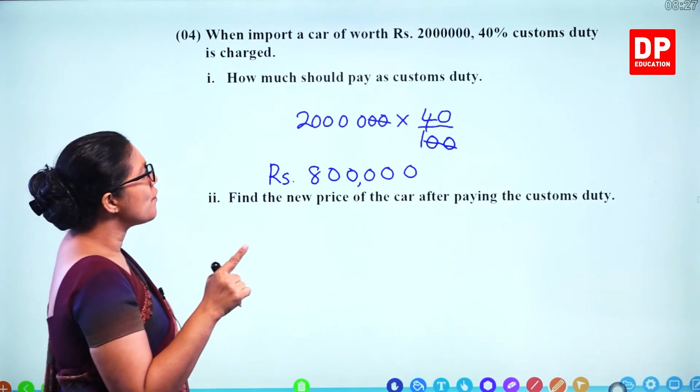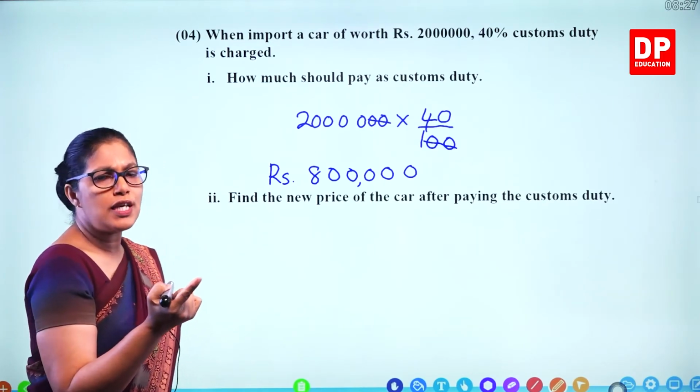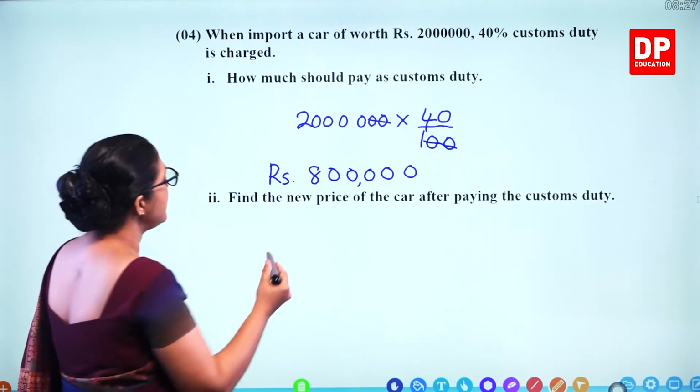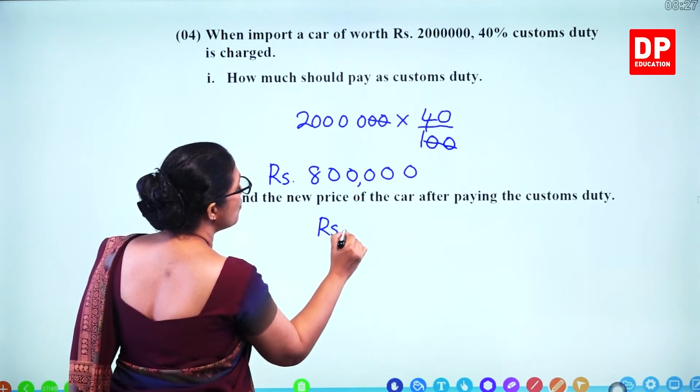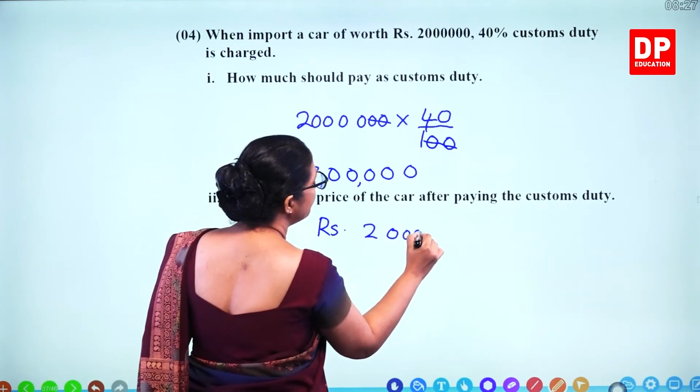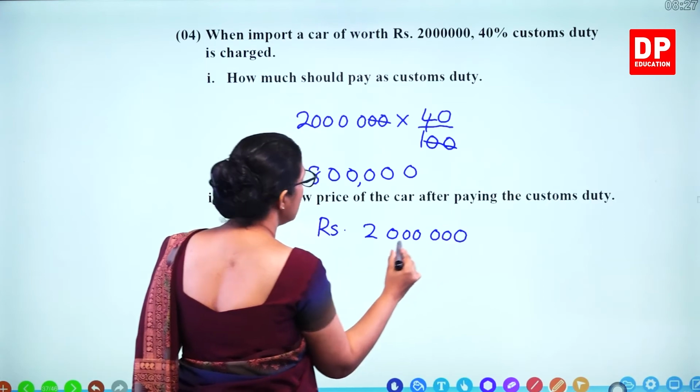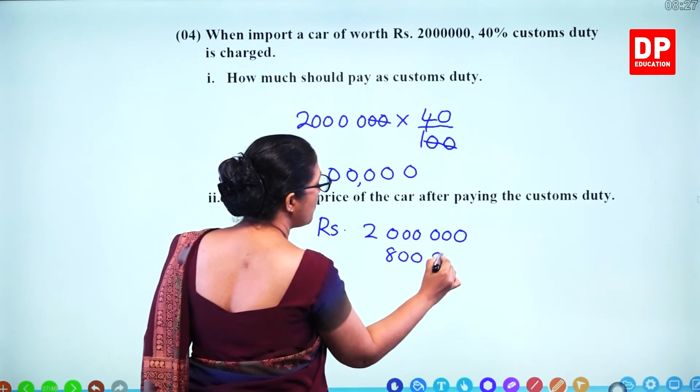Find the new price of the car after paying the customs duty. So you have to just add it. So 2 million plus 800,000 rupees.